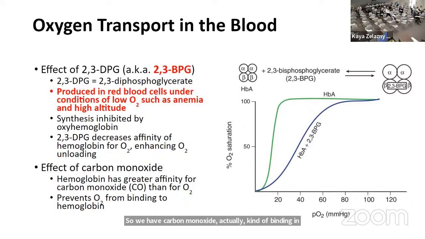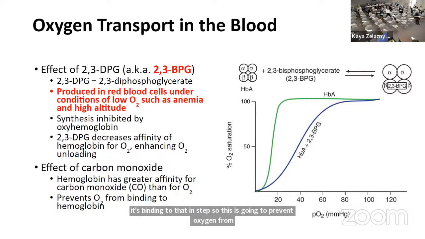So you're not going to see that higher saturation of oxygen, even if there's oxygen around you, because it's being inhibited by this carbon monoxide. It's binding to that instead. So this is going to prevent oxygen from binding to hemoglobin. So that would go the other way.